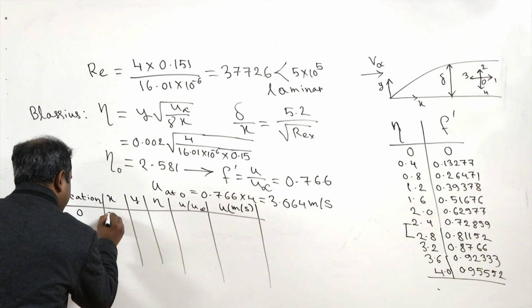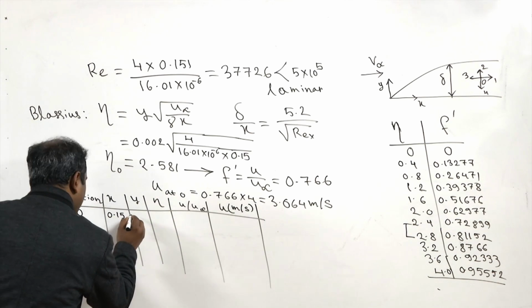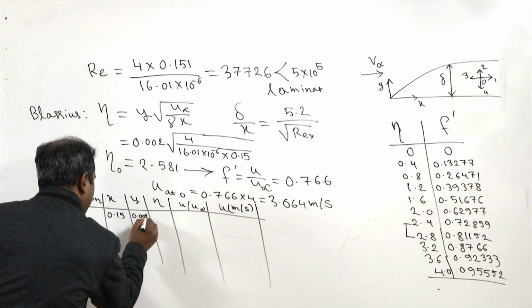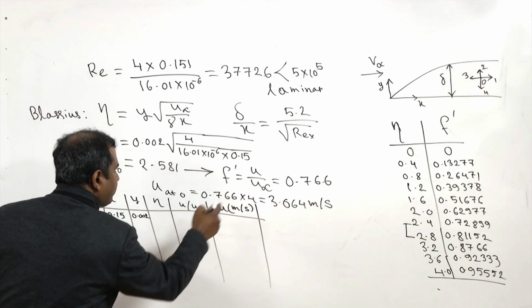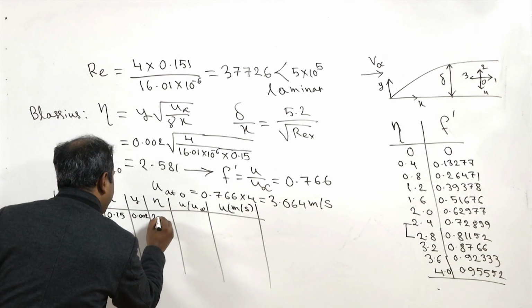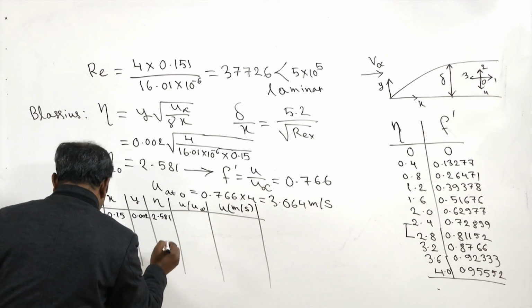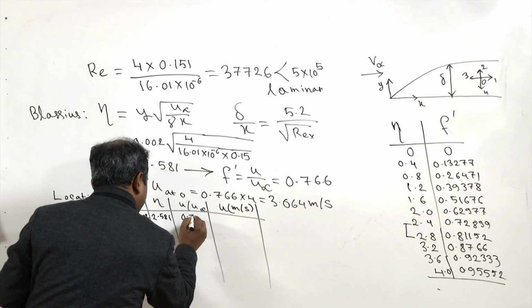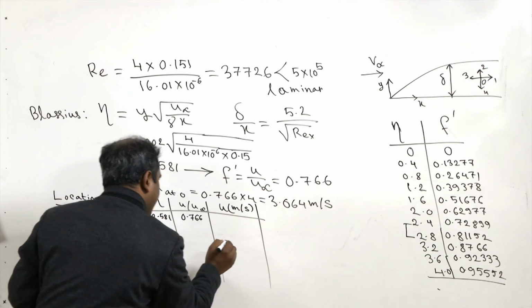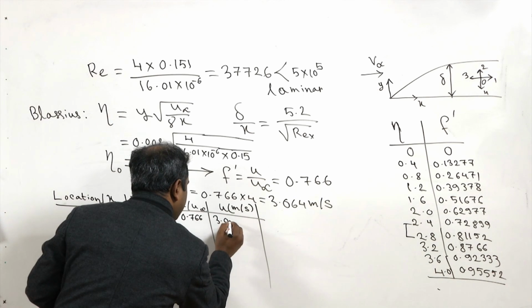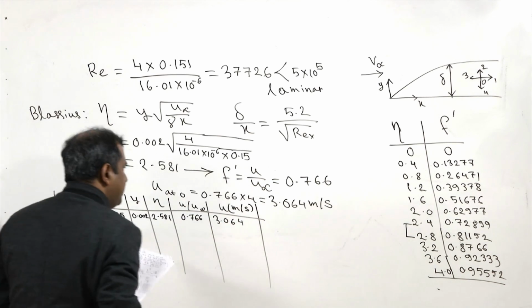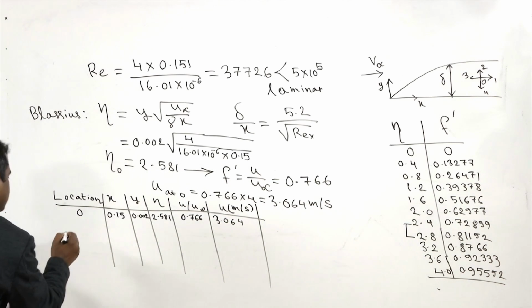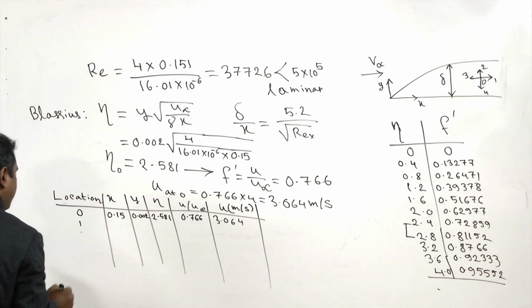done, x was 0.15, y was 0.002, then eta we have found out as 2.581, okay. U by u infinity we have got as 0.766, and finally u came as 3.064 meter per second. Let us give you the final answers for all 1, 2, 3, 4.